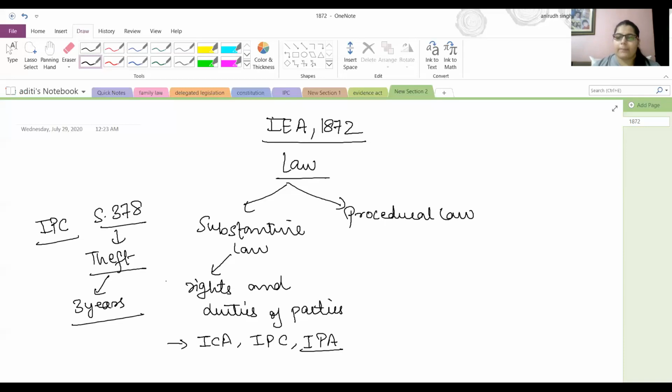But in order to make a person liable for the punishment of theft, for a period of 3 years, it is essential that one must know the procedure for the same. And all this procedure is defined in procedural law. That is, you have to approach the court, what formalities the parties have to fulfill, and what evidence has to be produced by the plaintiff or victim side, or by the defendant or accused side. All these things are written in procedural law. So procedural law basically tells you the procedure for litigation.